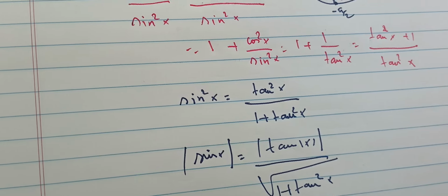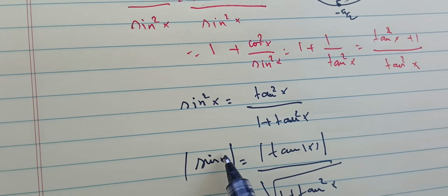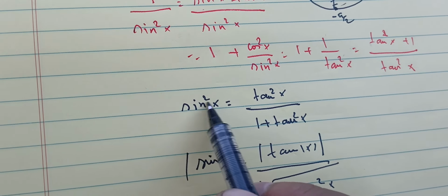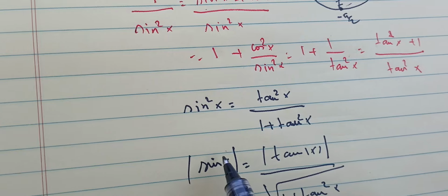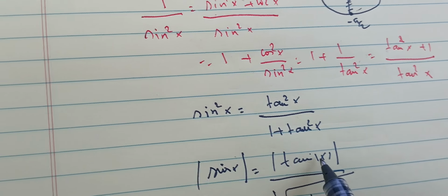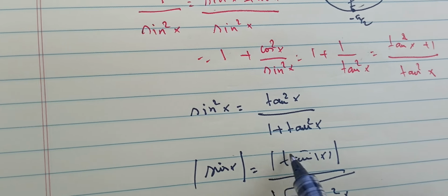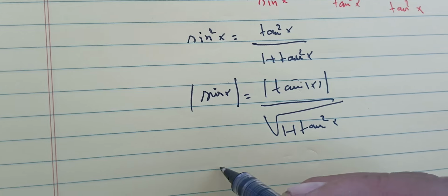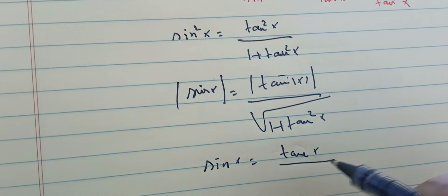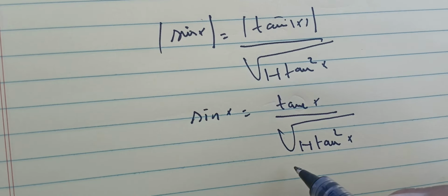Why? Because x is between minus pi over 2 and pi over 2, so this one can be positive or negative depending on where x is located. The same thing for tangent. But we know that the sine and the tangent of x have the same sign. So therefore we can write this one as sine of x is tangent of x over the square root of 1 plus tangent squared of x.